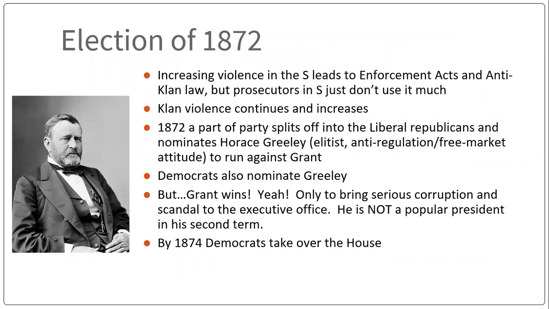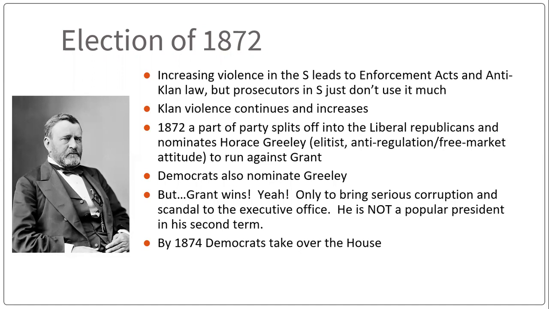All right, election of 1872. Ulysses S. Grant is going to run for re-election. We're going to see a lot of increased violence in the lead up to this election in the South. So we're going to see the addition of enforcement acts and anti-Klan laws by President Grant. A lot of Southern prosecutors don't really use it much, but it is going to work in his favor. Klan violence is going to continue and increase, but we're going to see Grant pushing back against them. And for at least a short time, they are weakened significantly.